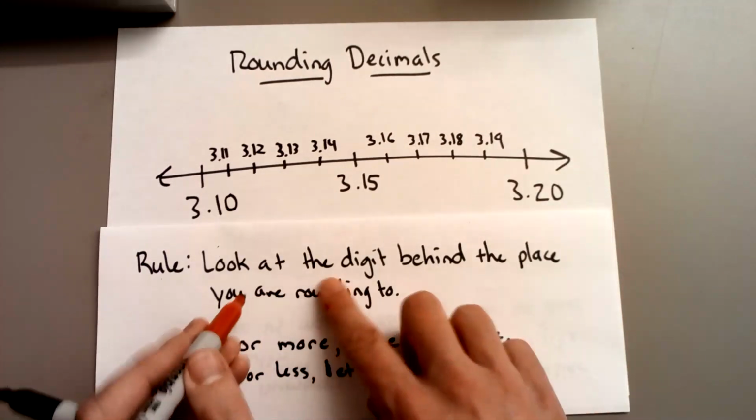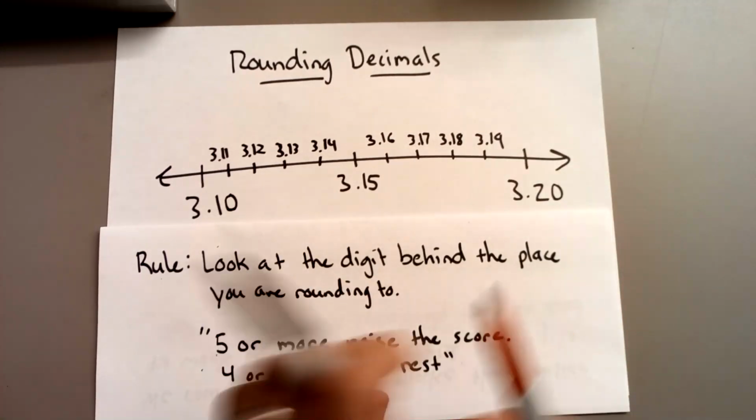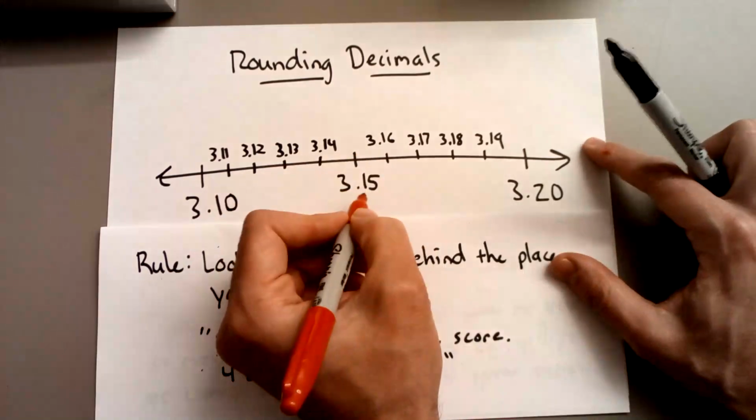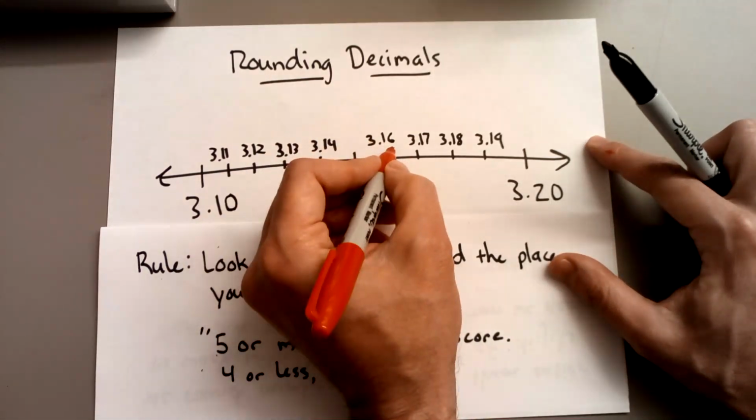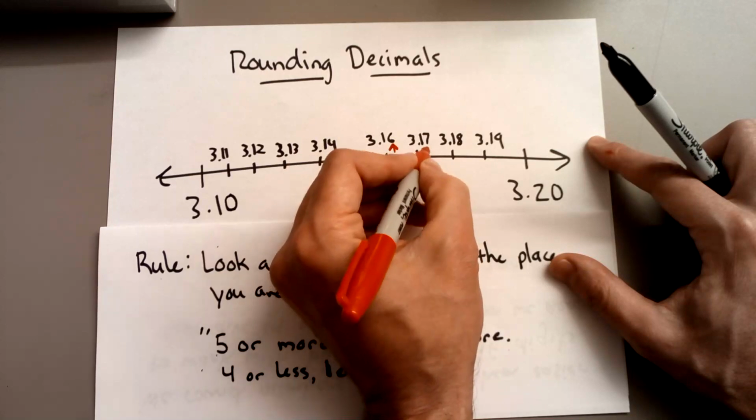So look at the digit behind the place you're rounding to. We're rounding to the tenths place in this number. So I need to look at the digit behind the place that I'm rounding to.